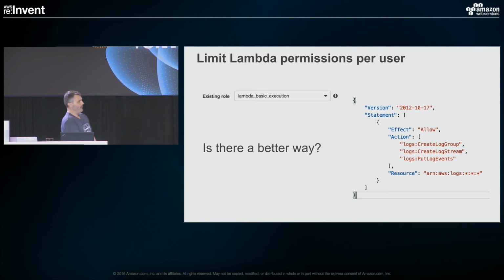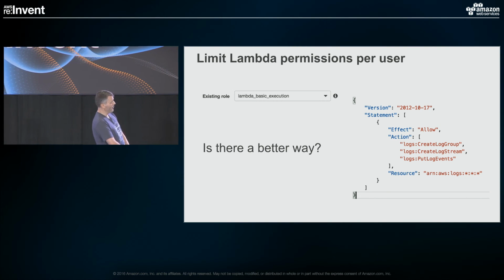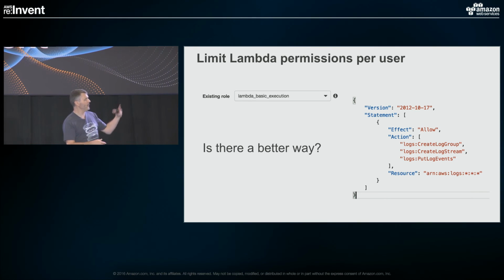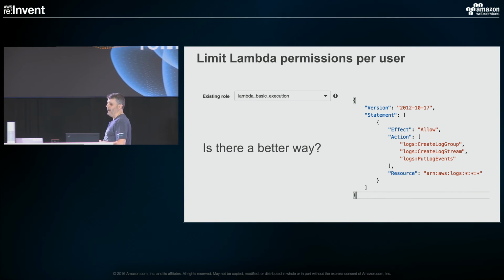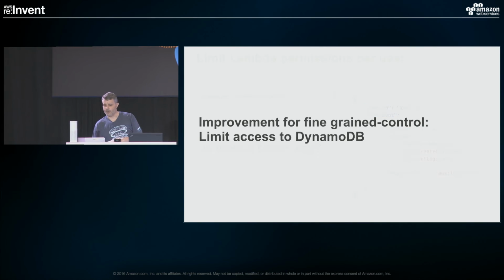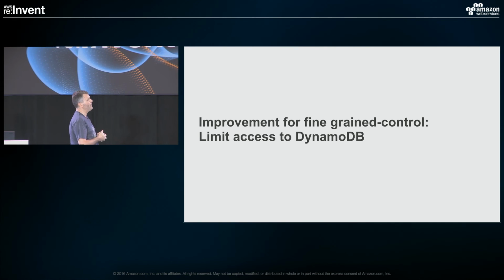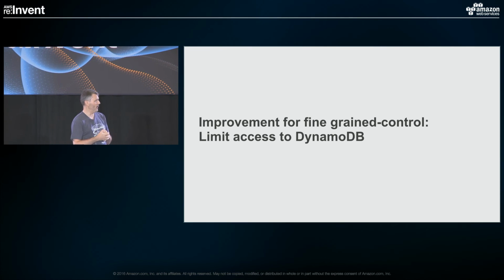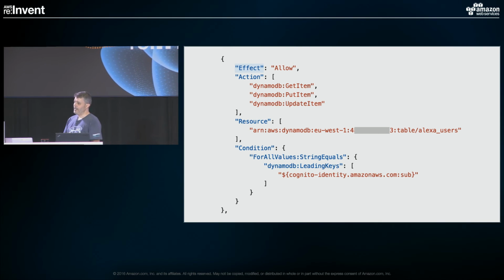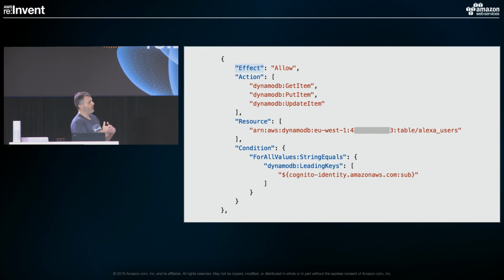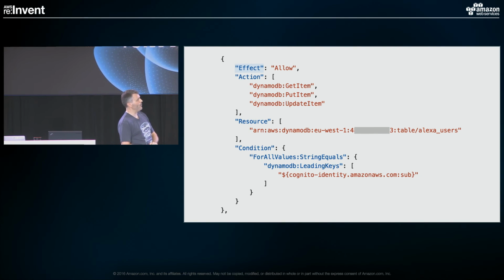So what about permission? If you are associating the permission role to your Lambda function, you have the basic execution that just allows you to read and write from CloudWatch log. What if we do something much more fine-grained for DynamoDB? So what if you want to limit access to DynamoDB? Using AWS policies, you can define what your skill can do. So this is an IAM policy that gives authorization to use AWS services.